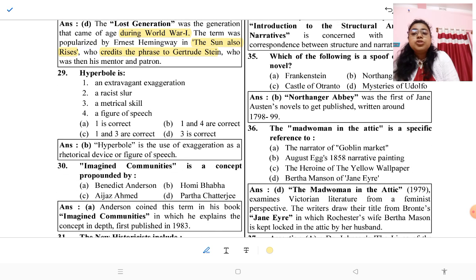Then hyperbole. So what is hyperbole? Hyperbole is an extravagant exaggeration and a figure of speech. So it is a figure of speech, as you know, and it is an extravagant exaggeration. Hyperbole is the use of exaggeration as a rhetorical device or figure of speech.